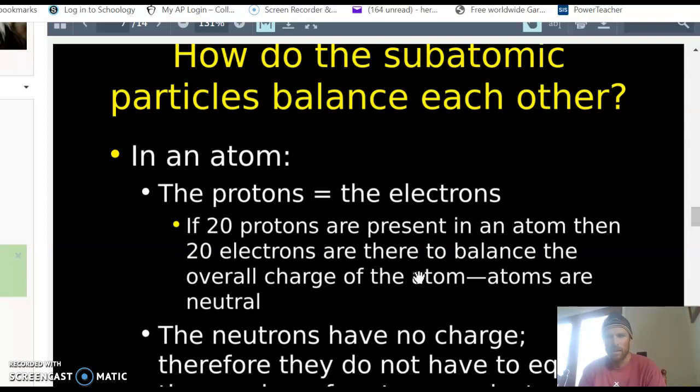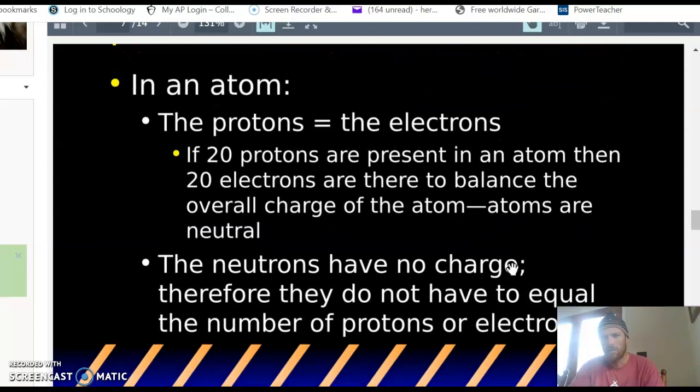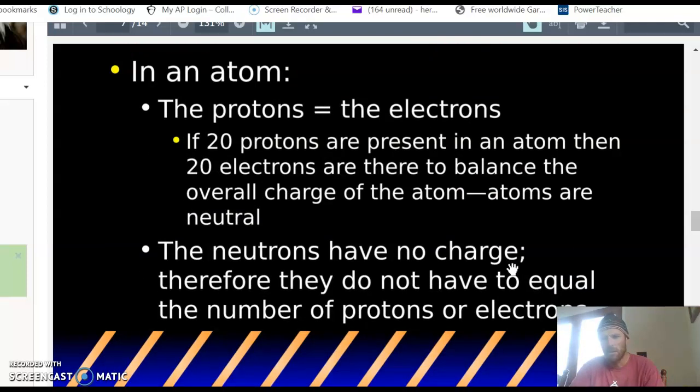So, for example, if I'm looking at an element on the periodic table, atomic number 20, we could know that that element has 20 protons and it also has 20 electrons. To find neutrons, we have to look at the mass number. And we'll look at some examples in a second video that I'll post this week.